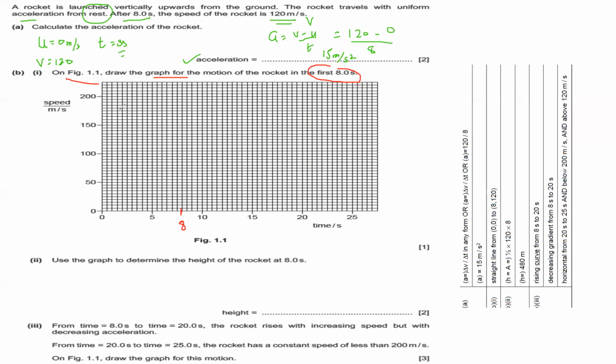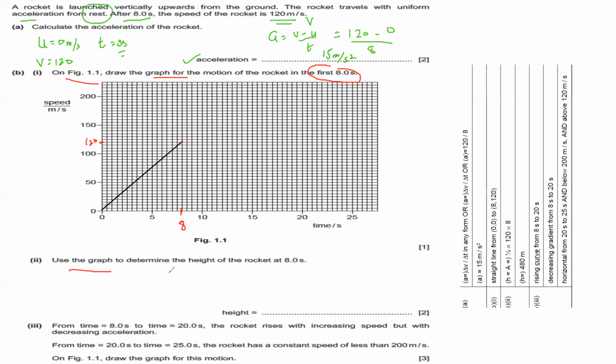what is the speed of the rocket? The speed of the rocket is 120. Each box on the axis represents 5, because from 0 to 50 there are 10 boxes, so each box represents 5. So this will be 105, 110, 115, and 120. So when the time is 8, the speed is 120. So it will be a straight line with a constant slope. So we completed this part of the graph: for the first 8 seconds the rocket had a constant acceleration.